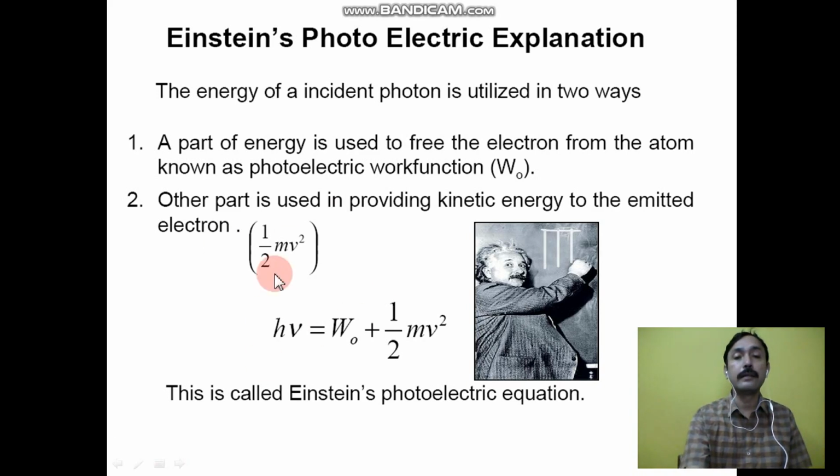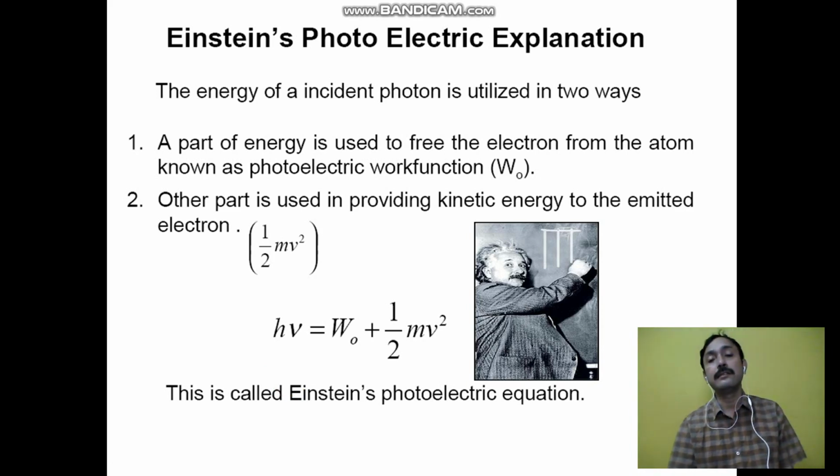So h nu is the incident energy. First part is used to free the electrons just on the metal surface, that is the work function, and the rest of the energy is used to supply the kinetic energy, that is half mv square. This is the photoelectric equation as proposed by Einstein. So h nu is equal to W naught plus half mv square. This is the famous equation known as Einstein's photoelectric equation.